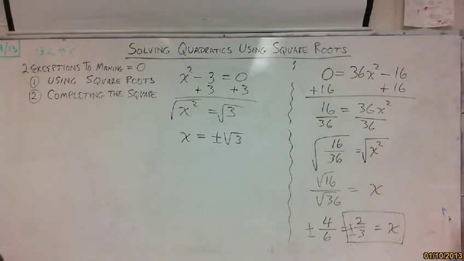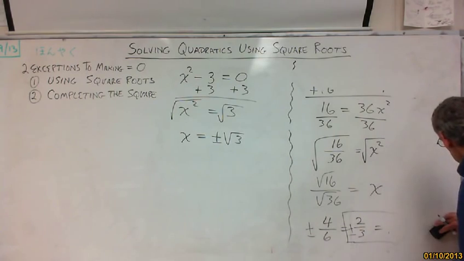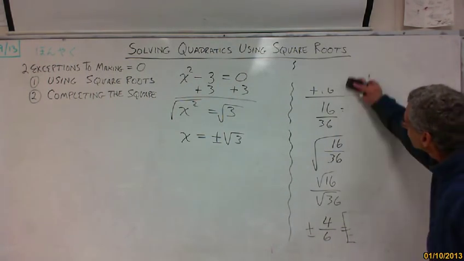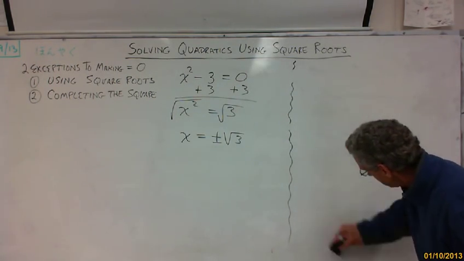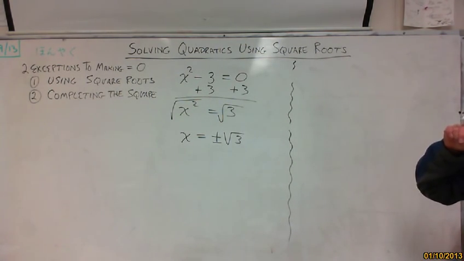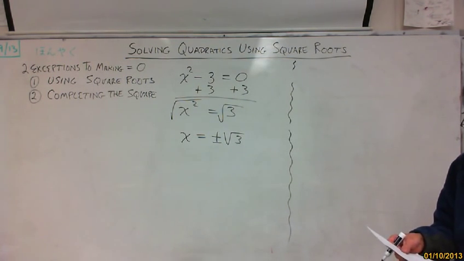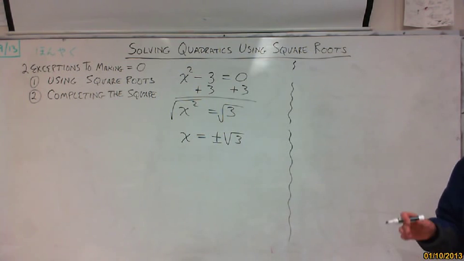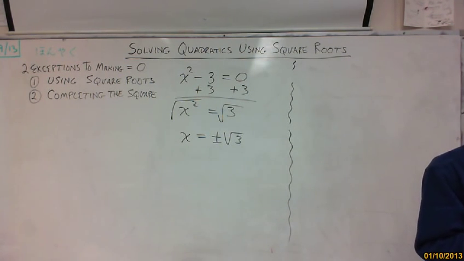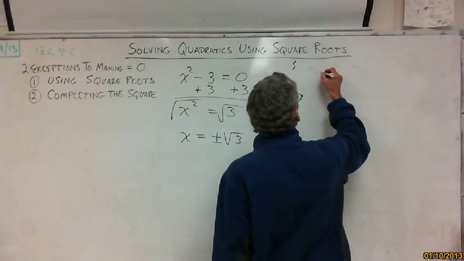So I can erase this, right? I'm going to keep doing a few more things. All right. Let's see. I did that. All right. Now is where it gets interesting. This is where it really relates to completing the square. What if I had something like this?